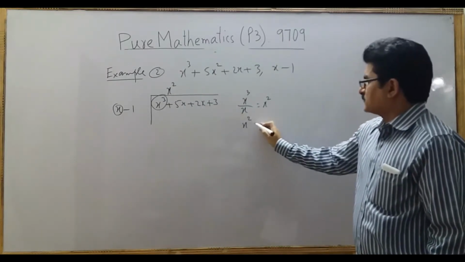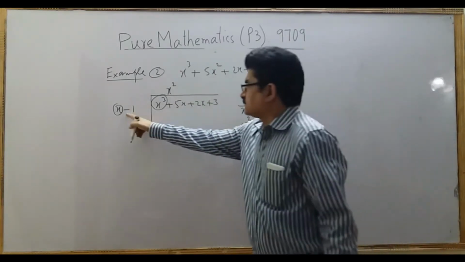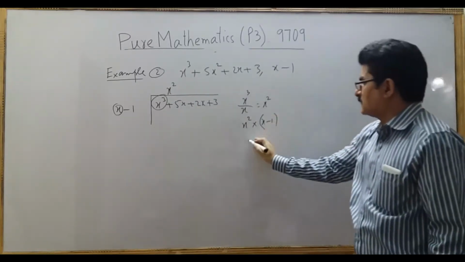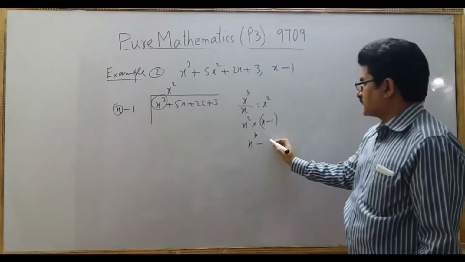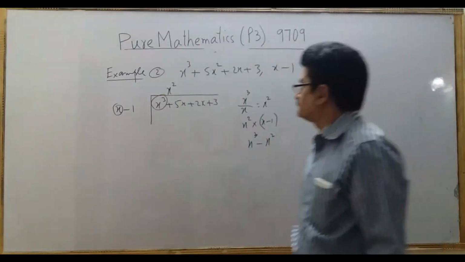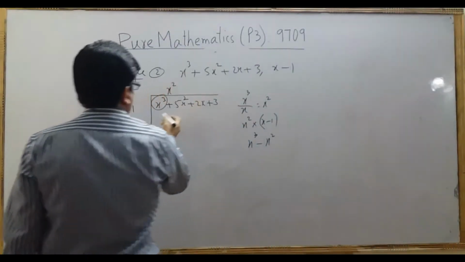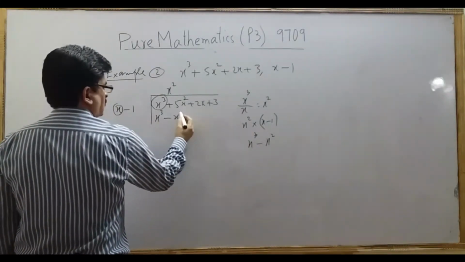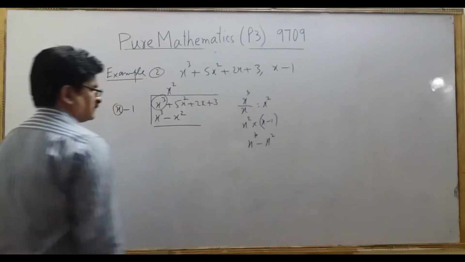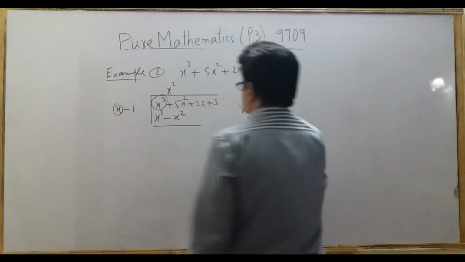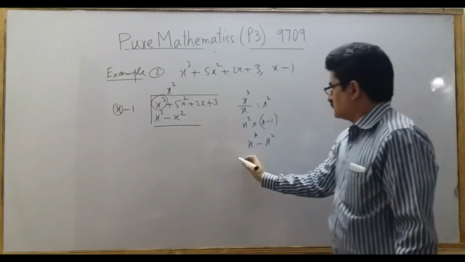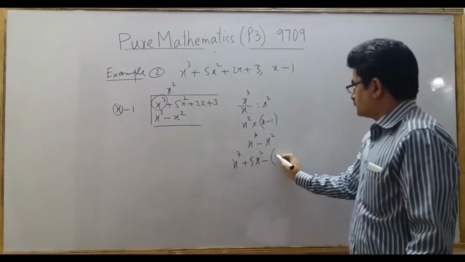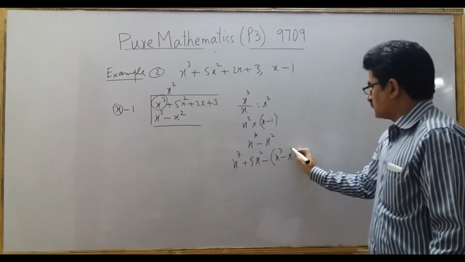Multiply this x square by this whole expression, the linear divisor x minus 1. You will get x cube minus x square. Write this answer over here. Now you will subtract. From x cube, you will subtract this answer.